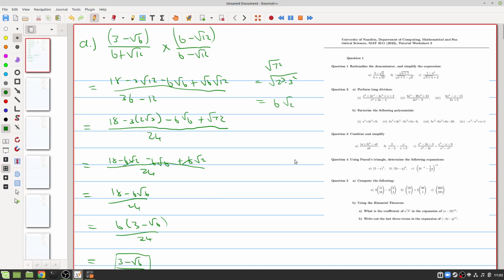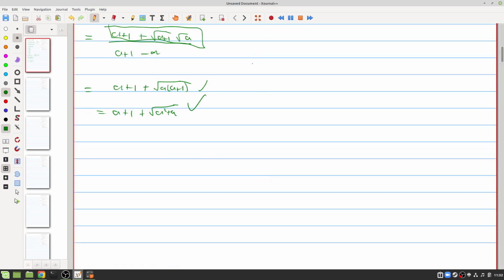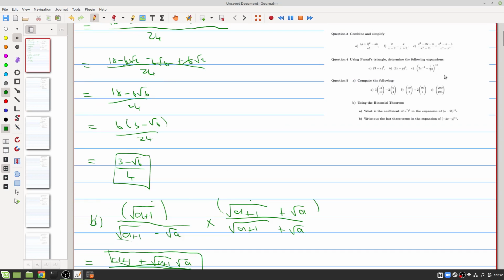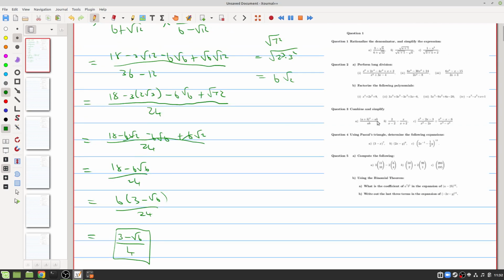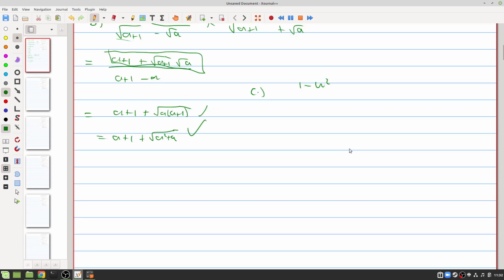Question C, 1 minus u squared. Let's do it over here. So 1 minus u squared over square root of 3 plus u plus 2 over the square root of 3 plus u plus 2. Okay, let's again multiply by the conjugate. So we're going to get square root of 3 plus u minus 2 over the square root of 3 plus u minus 2. And again, we just do the multiplication.